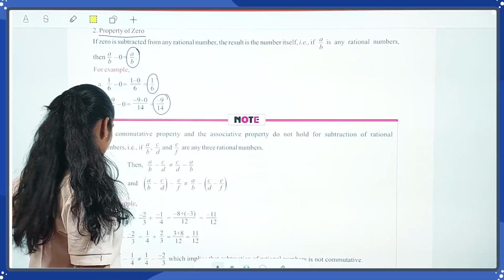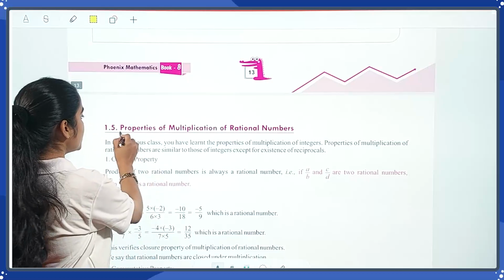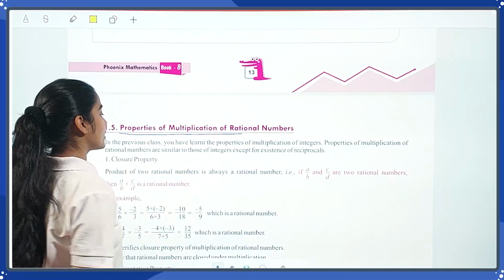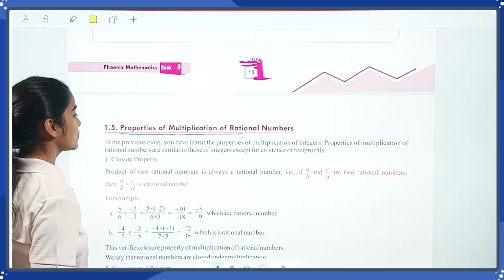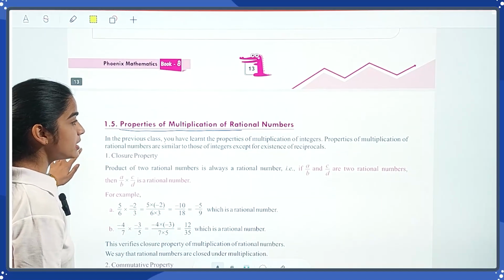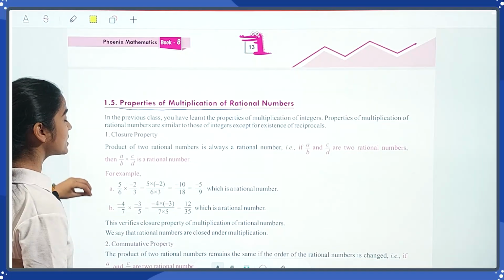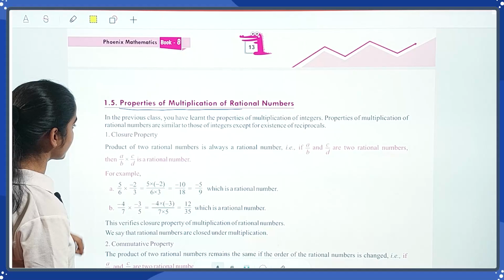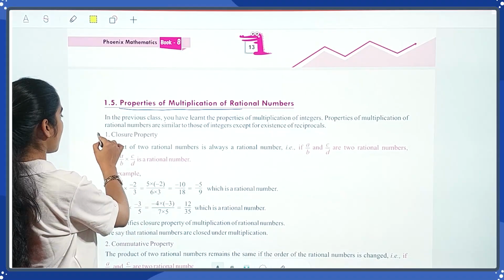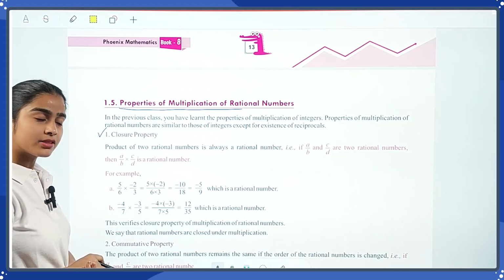Okay, next we have properties of multiplication of rational numbers. In the previous class, you have learned the properties of multiplication of integers. Properties of multiplication of rational numbers are similar to those of integers except for existence of reciprocals. So, first we have closure property. Product of two rational numbers is always a rational number.